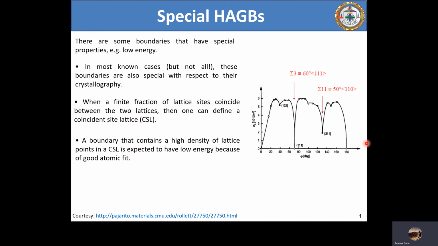I can show this from a very simple example. Suppose you look at the sigma 3 boundary. This is a very common example of a twin boundary in any cubic material, whether it's an FCC material or a BCC material, and this is 60 degree 111. As I said in the last session, for a sigma 3 60 degree 111 boundary, 111 is the rotation axis and 60 degrees is the misorientation angle. This is a very special high angle boundary, which, in the case of aluminum, has a very low grain boundary energy.